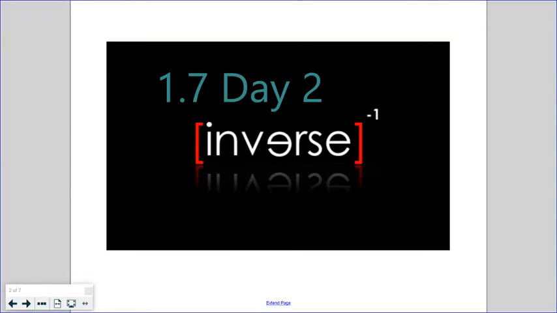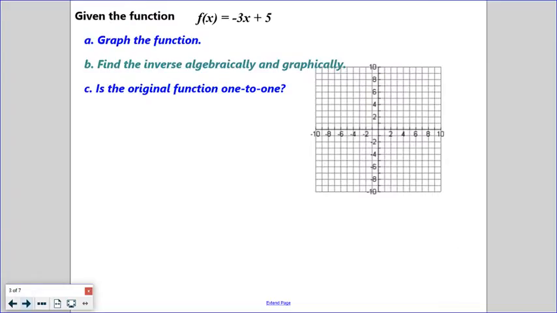Okay, so starting with our first one here, they're going to give us a function. They ask us a three-part question. Graph it, find the inverse algebraically and graphically. Is the original function one-to-one? Step C is the new phrase for us today, but it's not new. We actually already looked at that yesterday. We just didn't use the vocab word one-to-one.